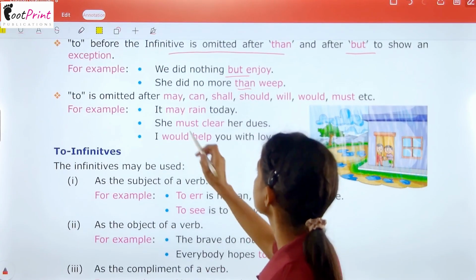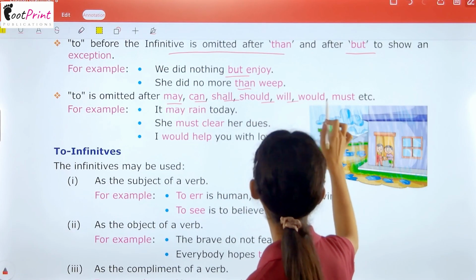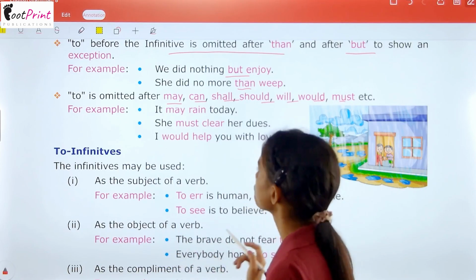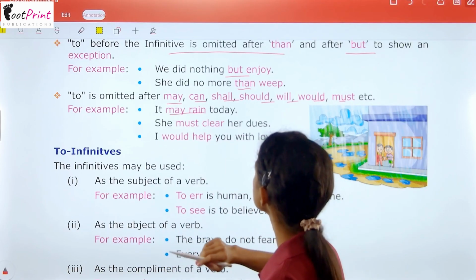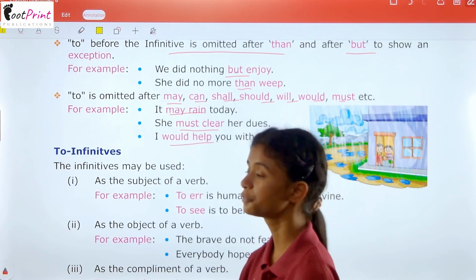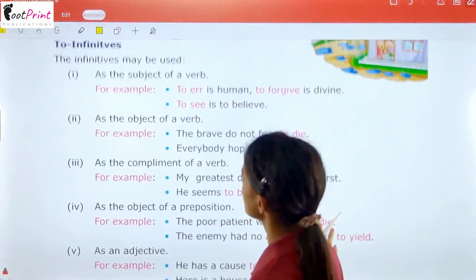And to is omitted after may, can, shall, should, will, would, must. So we are here seeing some bare infinitives with which we omit the to. It may rain today. She must clear her dues. I would help you with love. Now, let's see what the to-infinitives are.